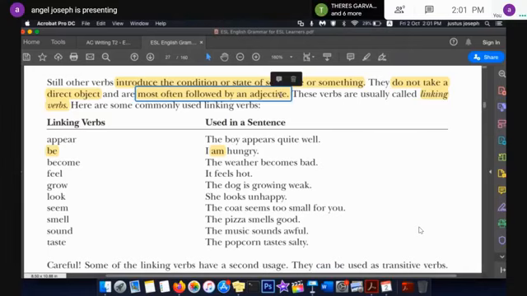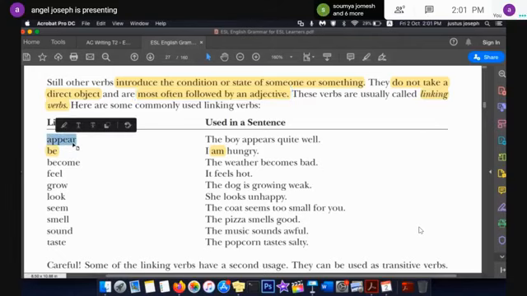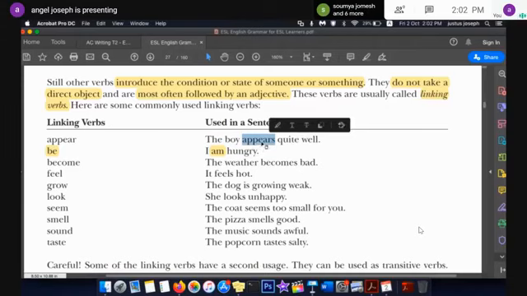So let's look at a few examples. Look at the first one, appear. And look at the example, the boy appears quite well. Here, we are talking about the condition of the boy. We are saying that the boy looks fine, the boy is doing good, he's not sick or anything, he's quite well. That's what we are emphasizing here. This emphasis is understood by this word. The boy appears, what? Appears is showing the condition of the boy.